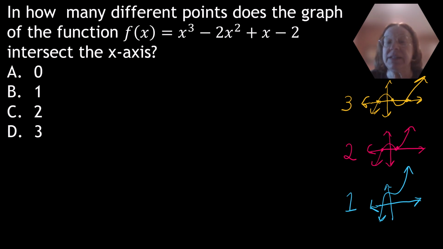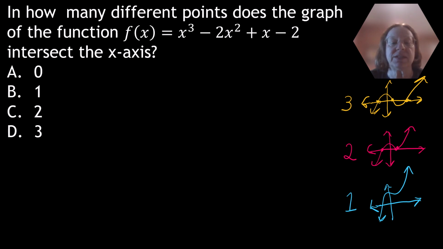So it can look like the yellow. It can cross 3 times. It can look like the orange or red. It can cross 2 times, where it actually crosses the first time and then the second time it just touches the x-axis. Or in the blue, it can just touch 1 time. You can see that picture.